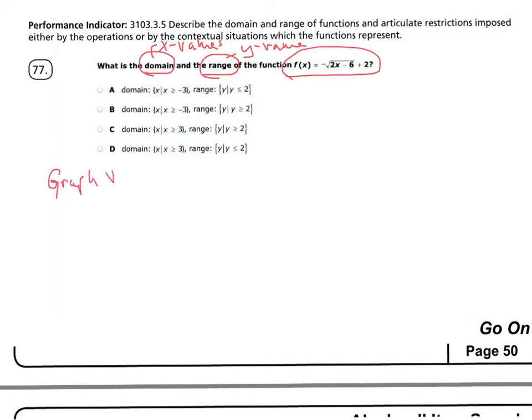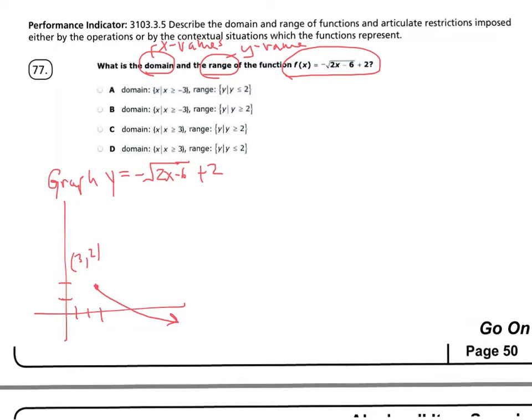So put this into y equals, type in negative square root 2x minus 6, make sure that's all underneath the square root, and make sure that the plus 2 is outside of the square root. And then your graph should look something like this. My graph starts at the point 3, 2, and it goes down and that way.